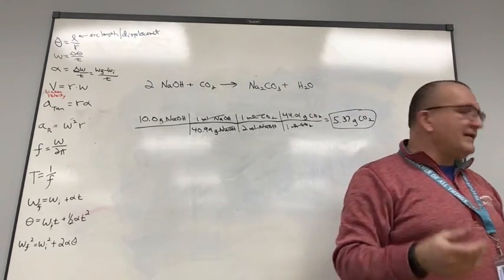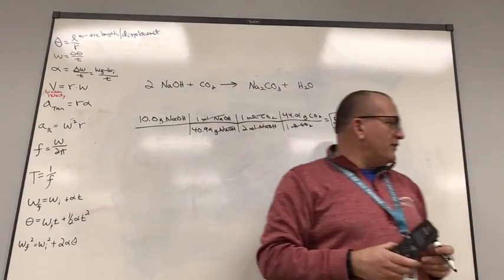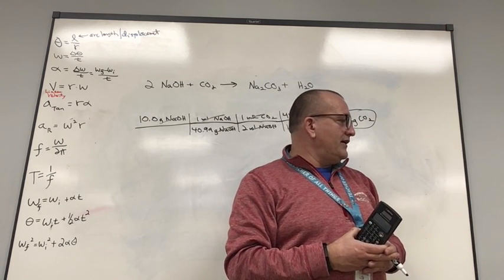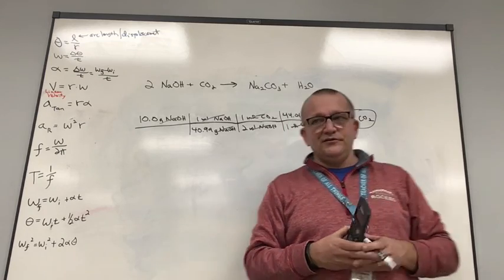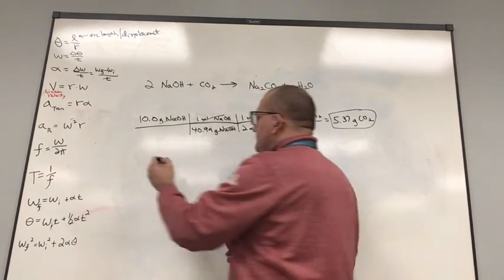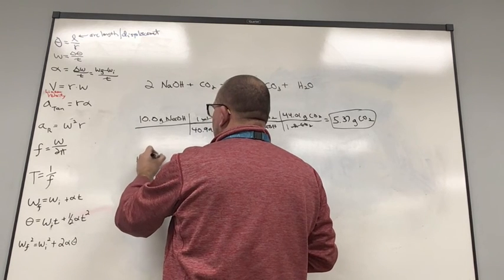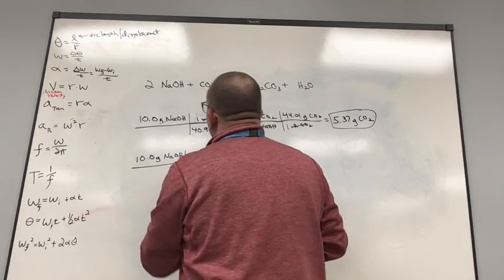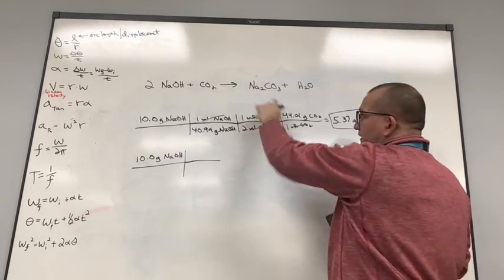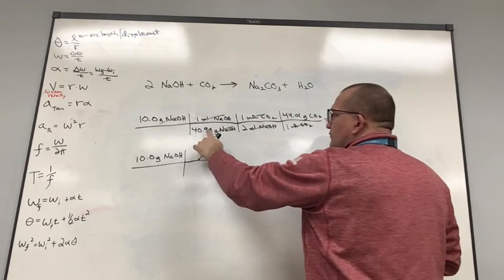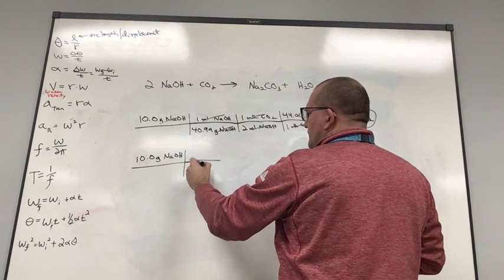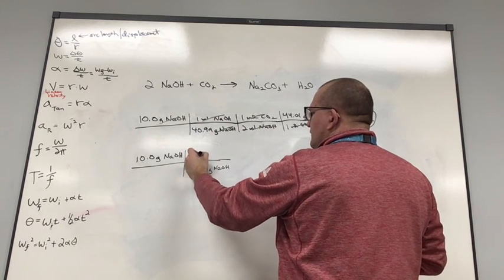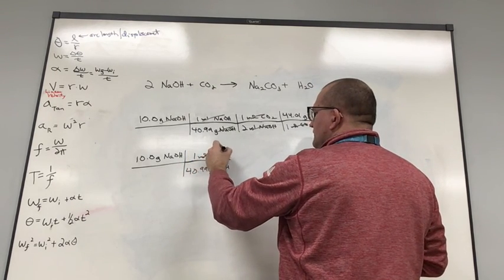All right. Now the second problem says we want to know the mass of Na2CO3 that is produced when 10 grams of NaOH reacts with excess of CO2. So again, we're starting with 10 grams of NaOH. And we want to know how many grams of this we're going to get. Same steps. We divide by the molar mass of what we start with. So 1 mole of NaOH.